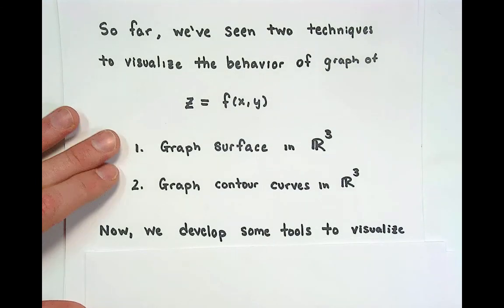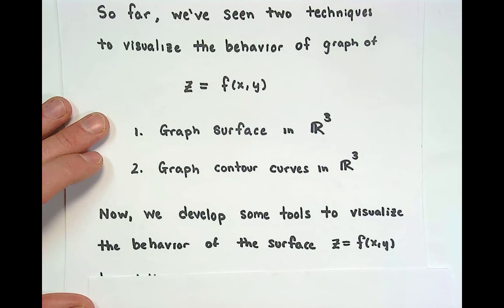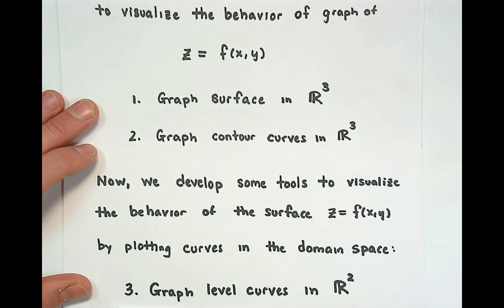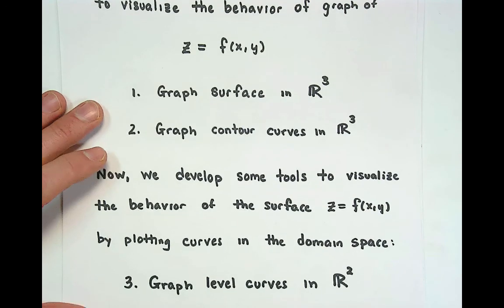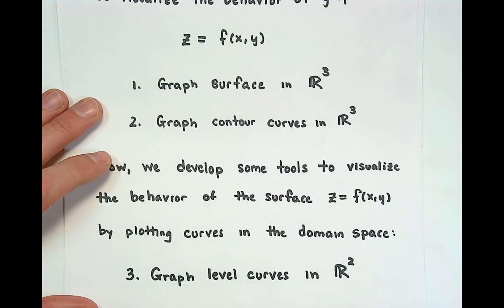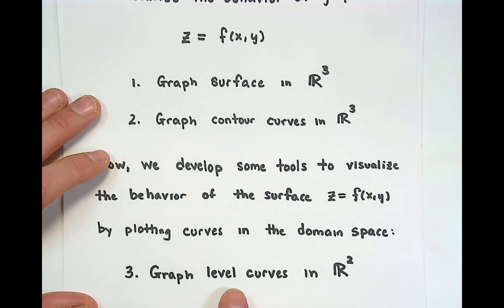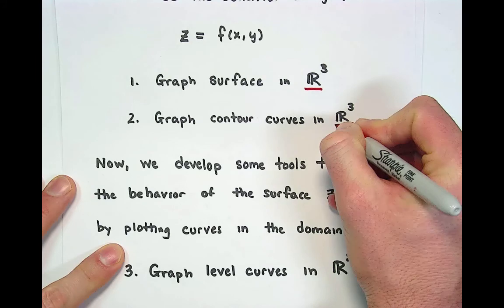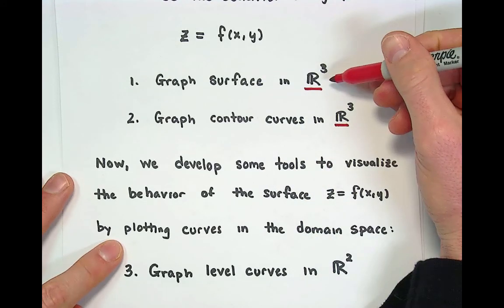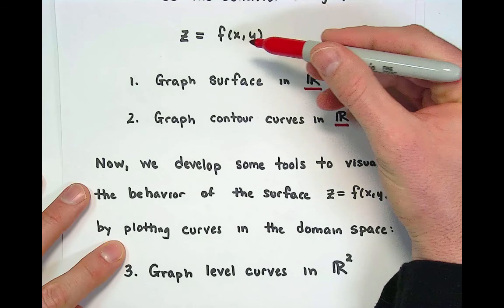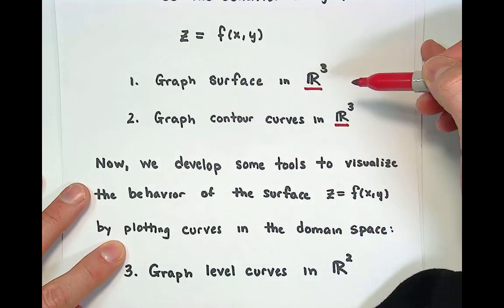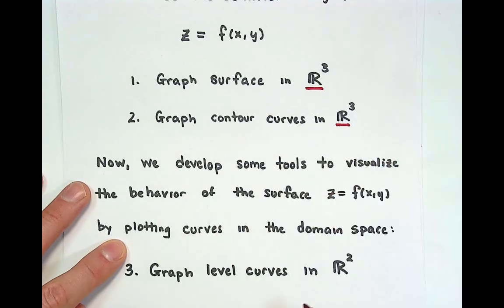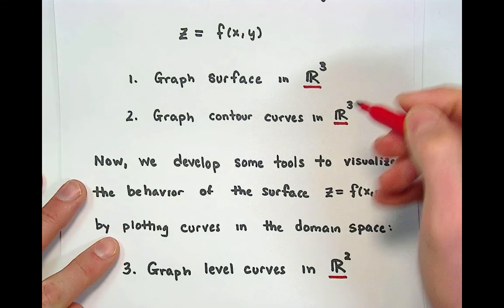In addition to these two techniques, there is a way to visualize the behavior of the surface by actually plotting curves in the domain space. And this technique will be called graphing level curves in R2. Notice this is quite special. Previously, the only way we could visualize the behavior of a two-input, one-output function was by mapping into R3. Level curves will be a two-dimensional representation of three-dimensional data.